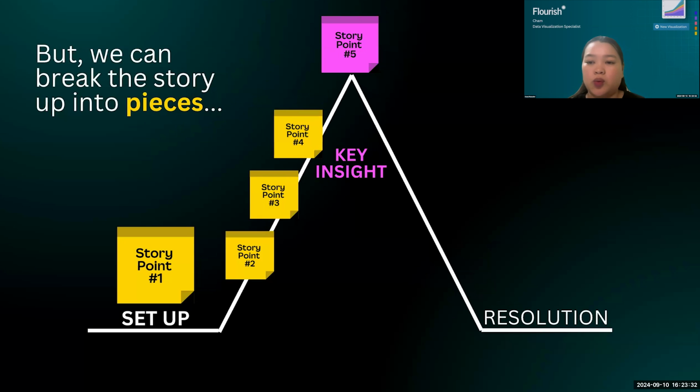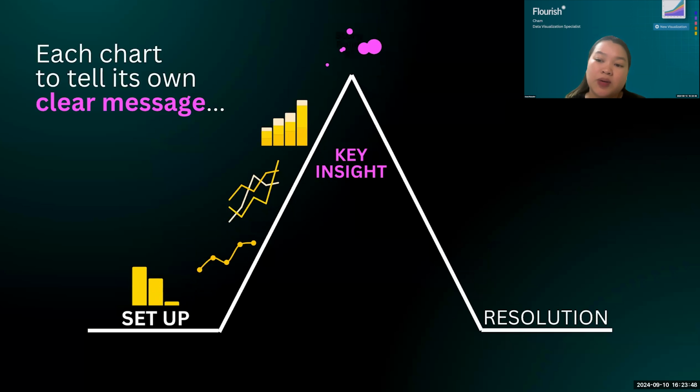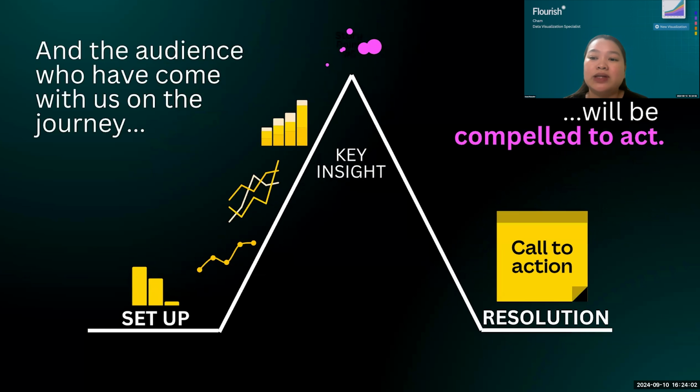And in between these two will fit in the pieces of our narrative to build from the setup to the key insight. And by breaking things down, we make the information that we want to share more digestible while building our audience's interest. Each story point in here represents a chart or a visual that tells its own clear message. Charts that are made mindfully with all its design decisions supporting the message. And hopefully the audience that we took on a journey from the setup at the beginning to the key insight and towards resolution at the end will be compelled to act.